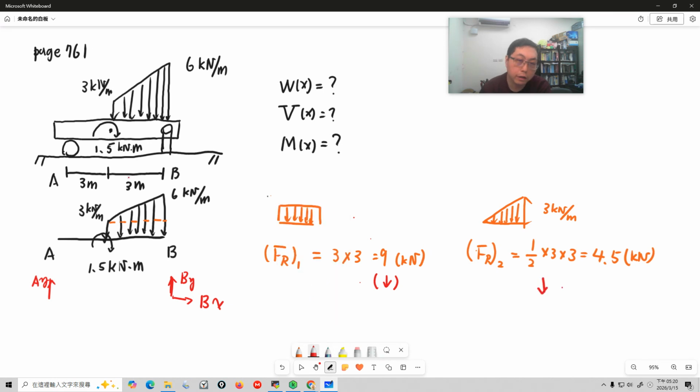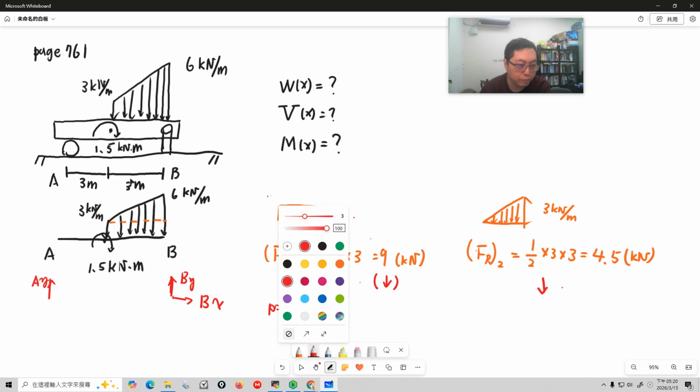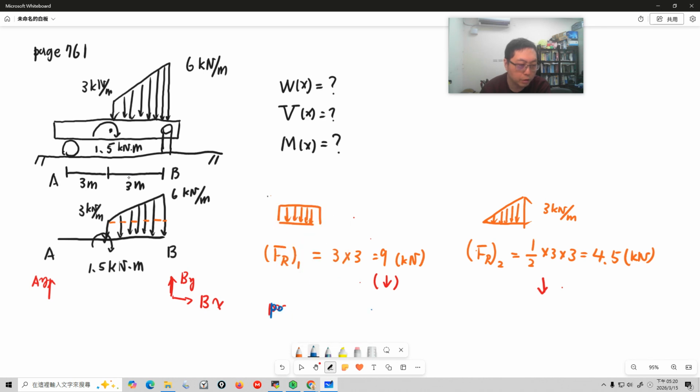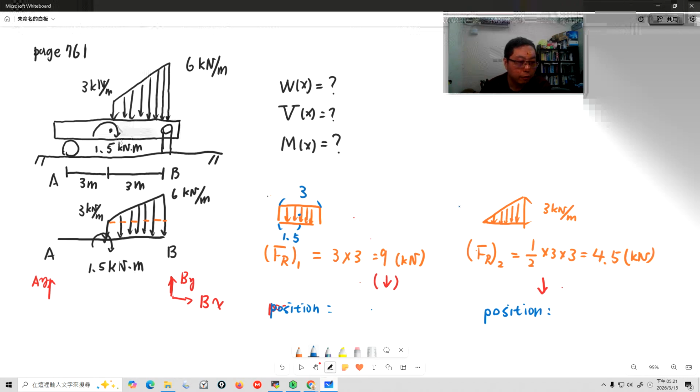What is the position of the resultant force? Let me use the blue one. For the rectangle, the resultant is right at the center of the area. The length here is 3, so the distance here is 1.5. What's the position for FR1? Don't forget it depends on your coordinate system.